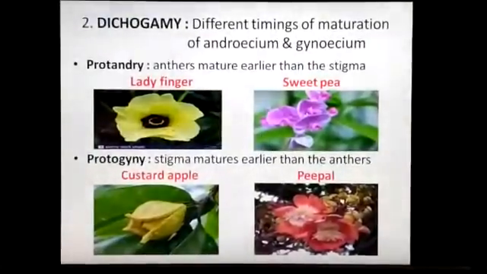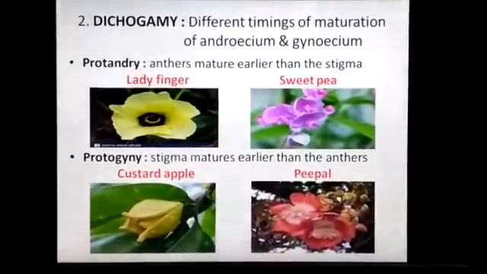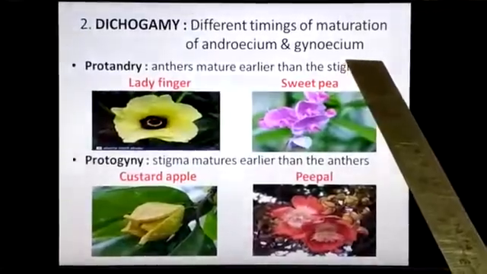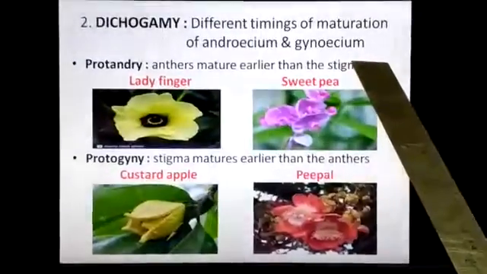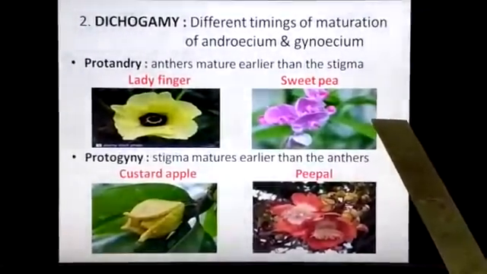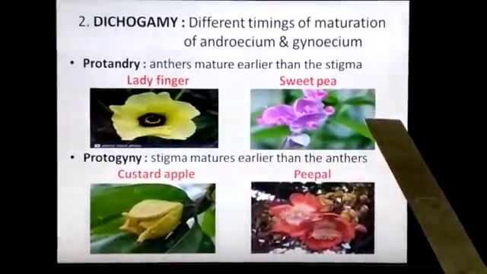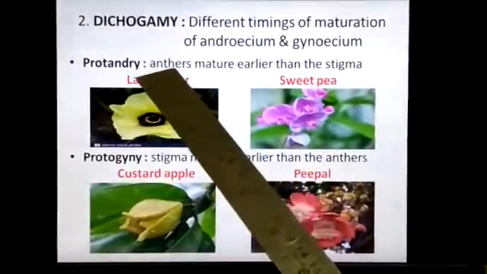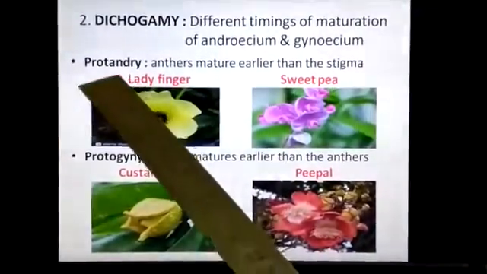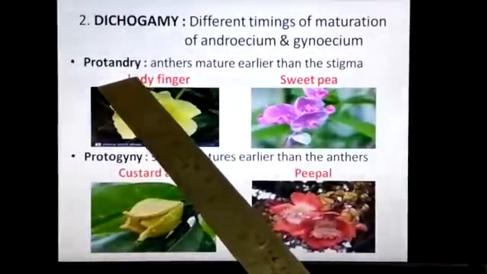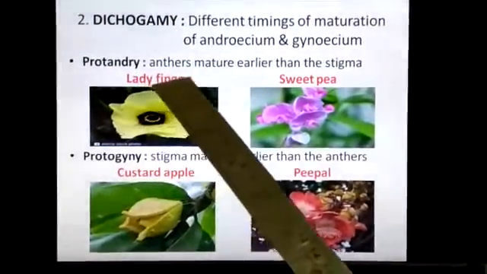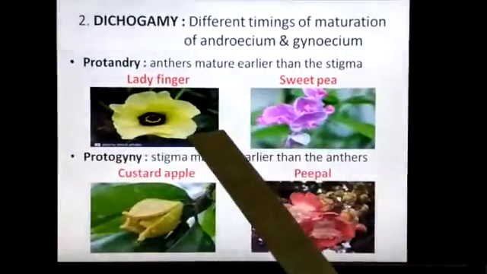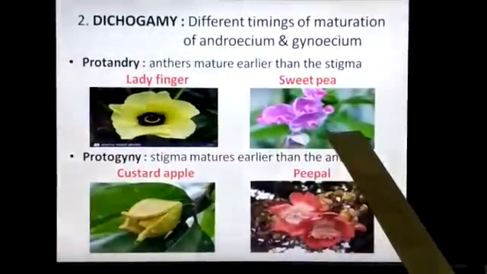The next condition is dichogamy, which means the timings of maturation of androecium and gynoecium are different. Even if the flowers are bisexual, the timing of maturity of androecium and gynoecium differ. Dichogamy exists in 2 conditions, protandry and protogyny. Protandry, in which androeciums mature earlier, anthers mature earlier than the stigma. The protandrous flowers examples are ladyfinger and sweet pea.